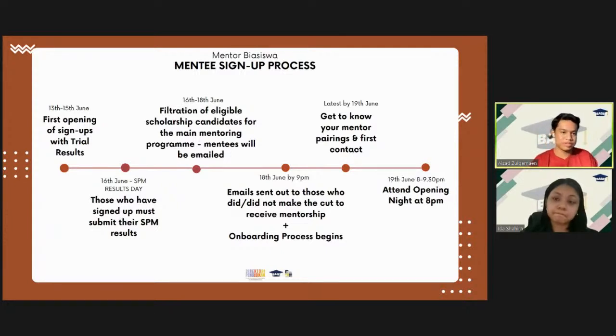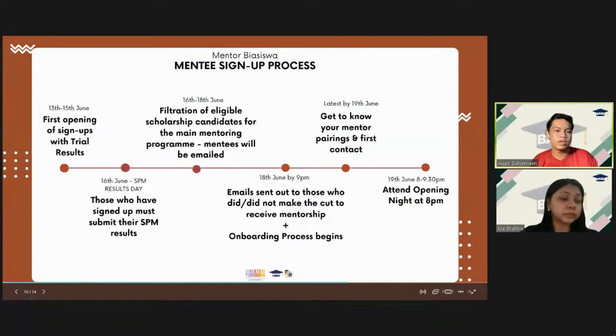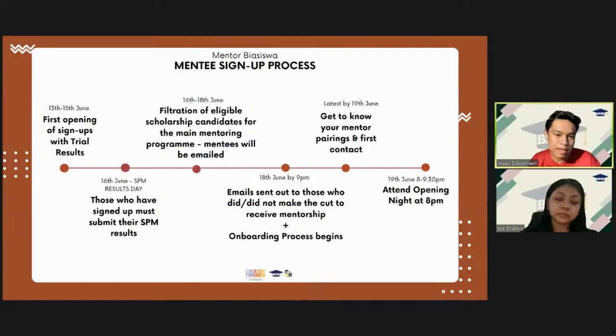So just a little bit of recap, 18th June, you would know if you don't make the cut for the program, and there will be an onboarding session for those who make it to the program. And by 19th June, you will get to know your mentors. All right, so finally, all those who make it to the program will have to attend opening night at 8 p.m. on 19th of June. Next.